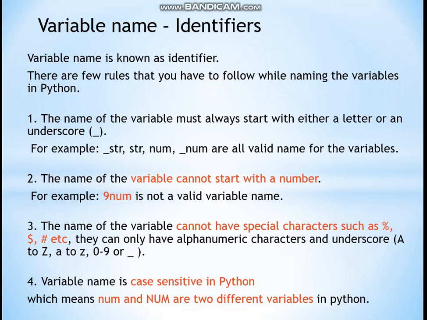So a variable name cannot start with a number. The name of a variable cannot have special characters such as %, $, hash, etc. It can only have alphanumeric characters and underscore: A to Z capital, a to z small, 0 to 9, or underscore. And variable names in Python are case sensitive. In your exam, a question like this may come: is Python case sensitive or not? Justify. Python is case sensitive. If you enter a small num and a capital Num, they will be considered different variables in Python. So the rules of variable declaration in Python: the name must always start with either a letter or an underscore, and cannot start with a number.